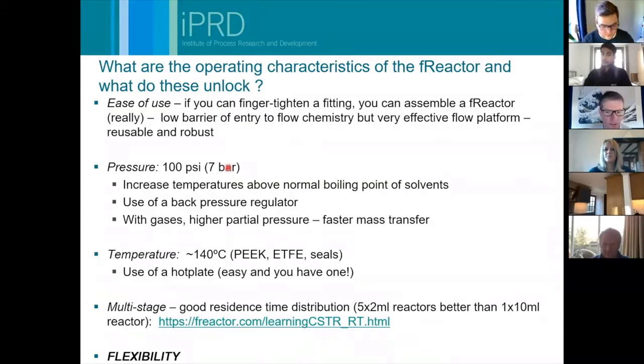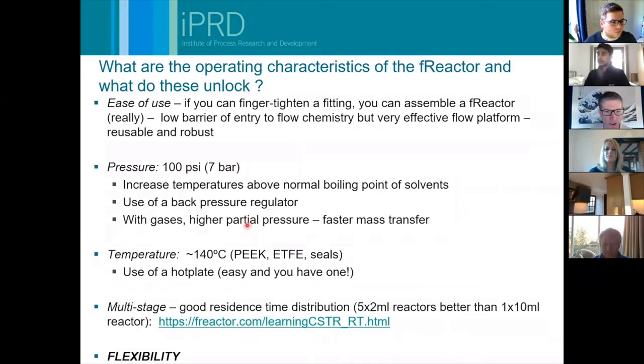So by putting a back pressure regulator on the end, what you're doing is increasing the pressure within the system, and the boiling point of your solvents also goes up. So it allows you to access higher temperatures and faster rates. Okay, so that's why we tend to use back pressure regulators.